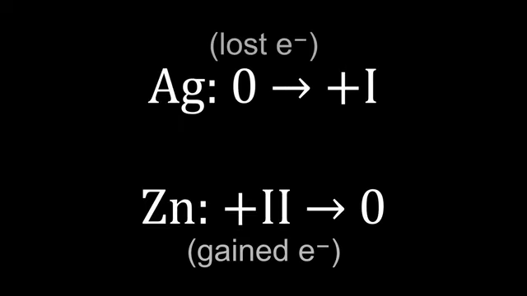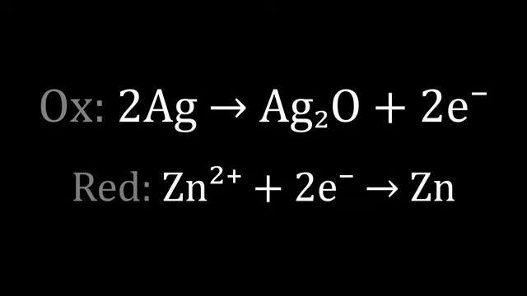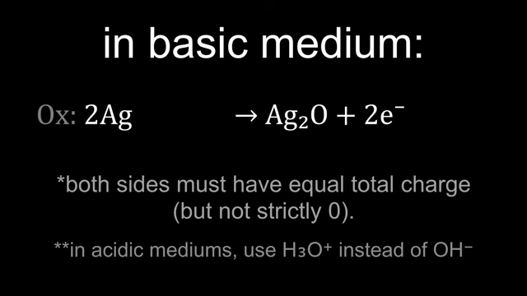Just by looking at the oxidation numbers of reactants and products, you can deduce the flow of electrons, which gives you these equations. If redox reactions happen in acidic or basic solutions, you can balance out the charges with ions and fix the stoichiometry with water.